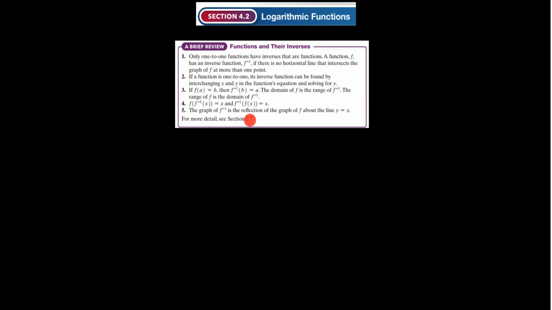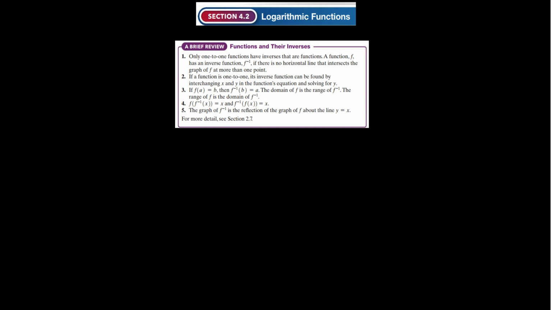But a brief review. First of all, only one-to-one functions have inverses that are functions. Remember that little hierarchy of functions that I described to you? We had equations, followed by functions, followed by one-to-one functions, and only one-to-one functions have inverse functions. So a function f has an inverse function if there's no horizontal line that intersects the graph of f at more than one point. We know that from the horizontal line test.